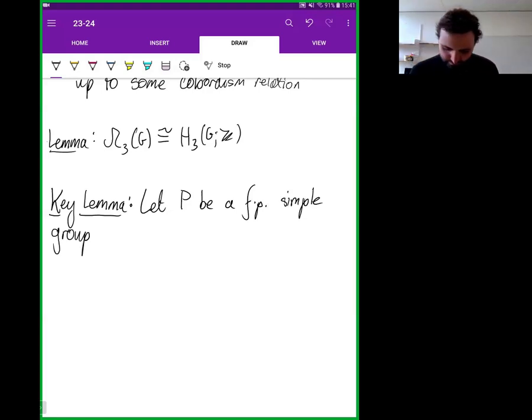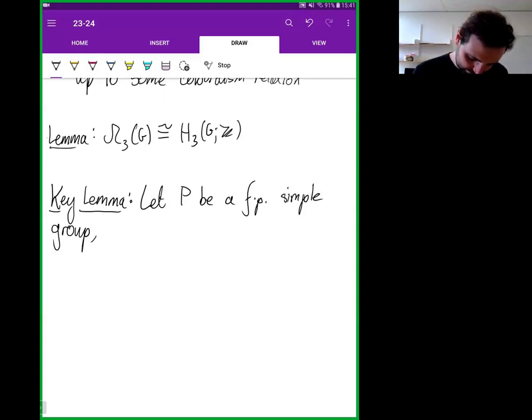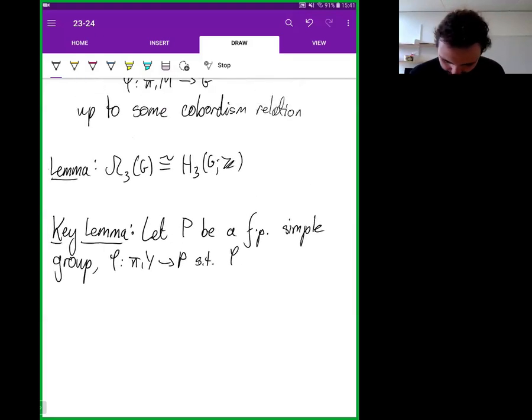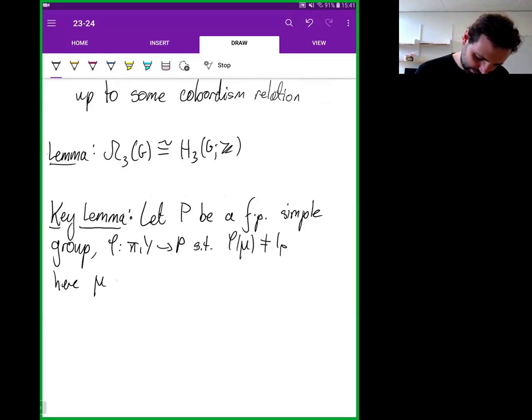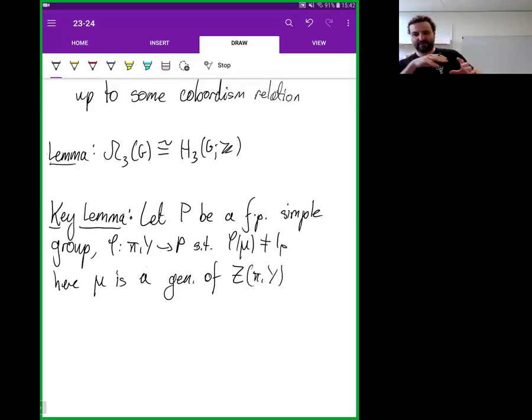We're going to have phi from pi1 of y to p such that, oh okay, I'll say what mu is now. Phi of mu is non-trivial in p. Here, mu is the central element, the generator. I guess that should be a generator of z of pi1 y. So this is the Seifert fibered space.